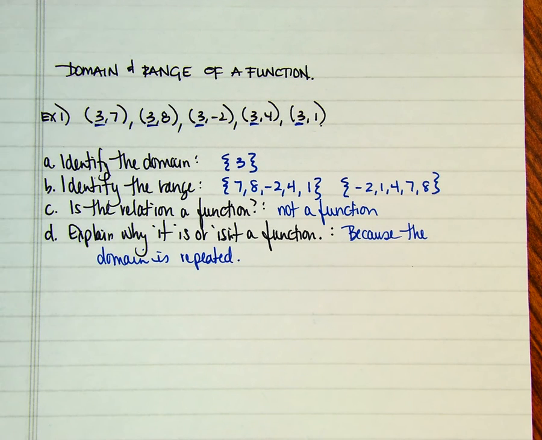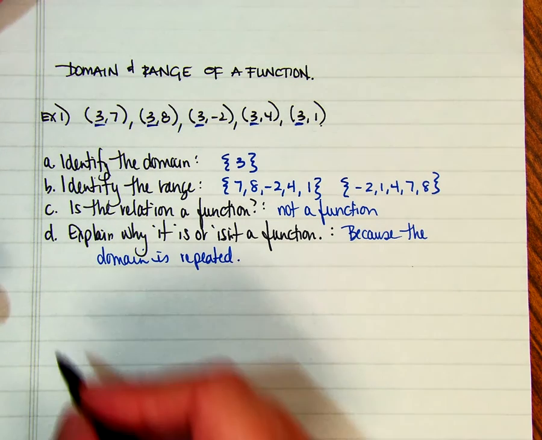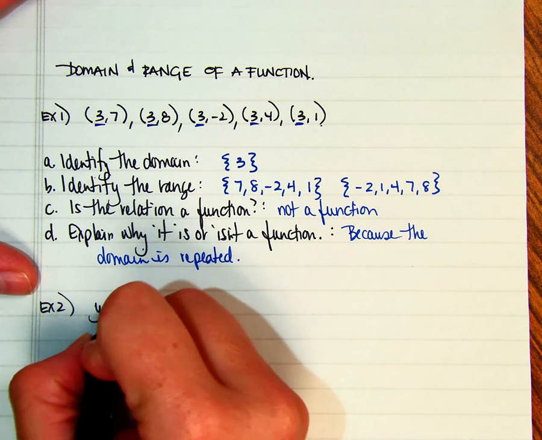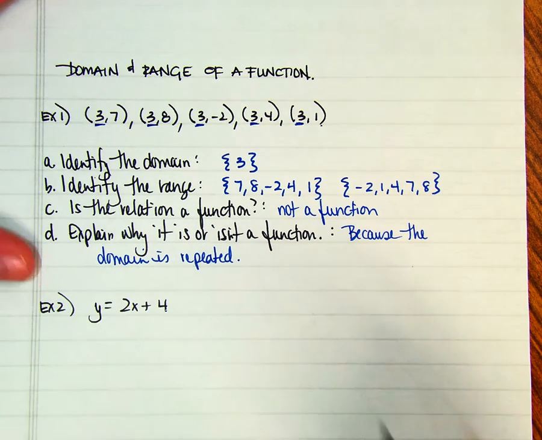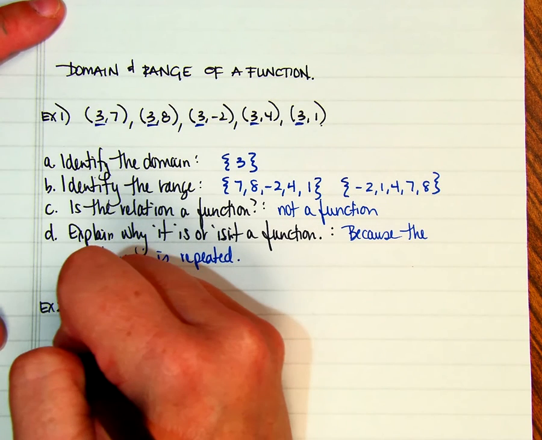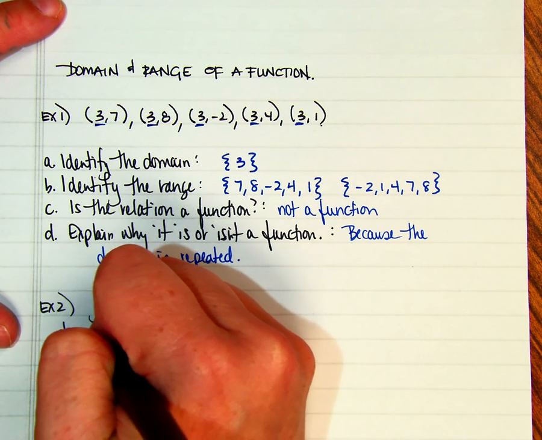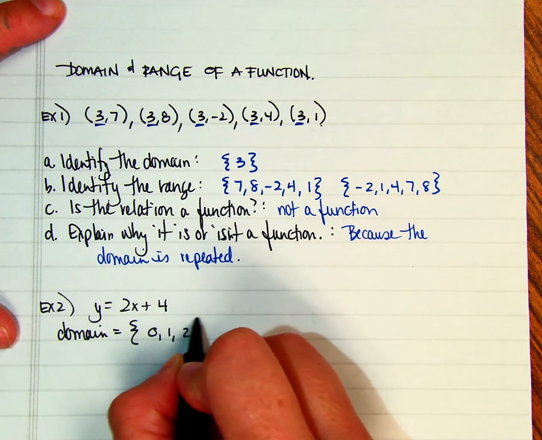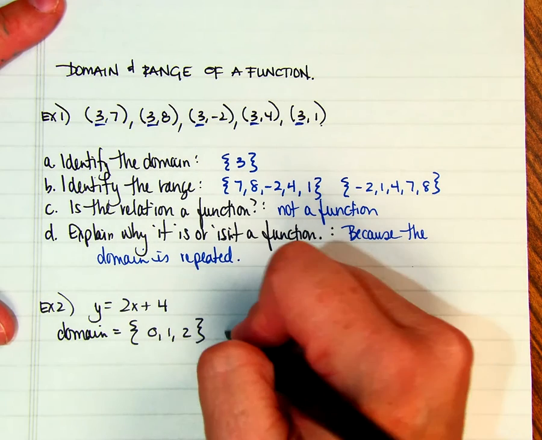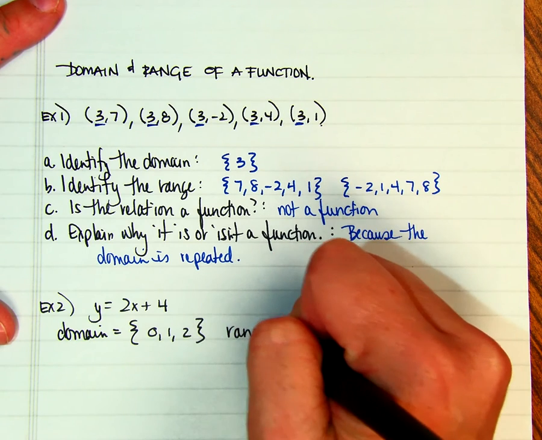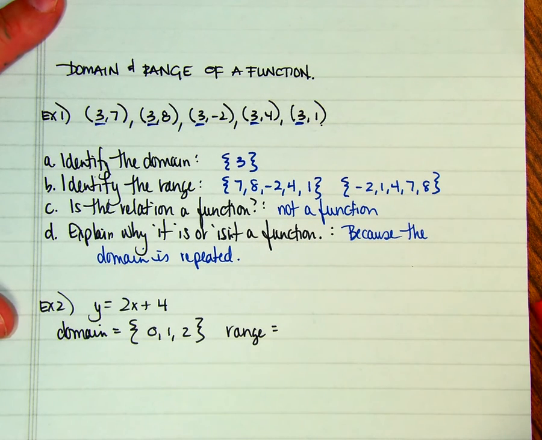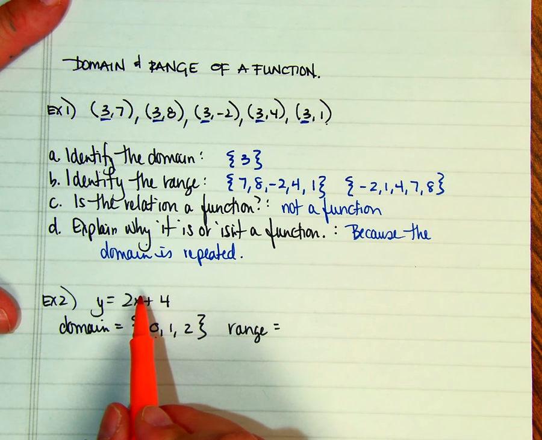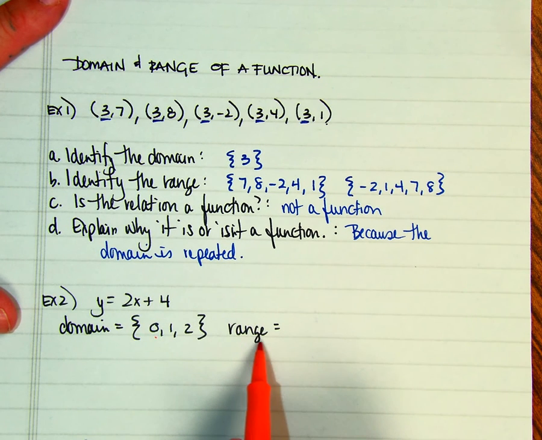There's going to be some times where you are going to be given a function. So we'll make this example 2. And we're going to make this y equals 2x plus 4. And I'm going to give you the domain is the set of 0, 1, and 2. And you have to find the range. So what that means is that you are going to take each one of these values and plug it in individually to find what your range or what your output is.